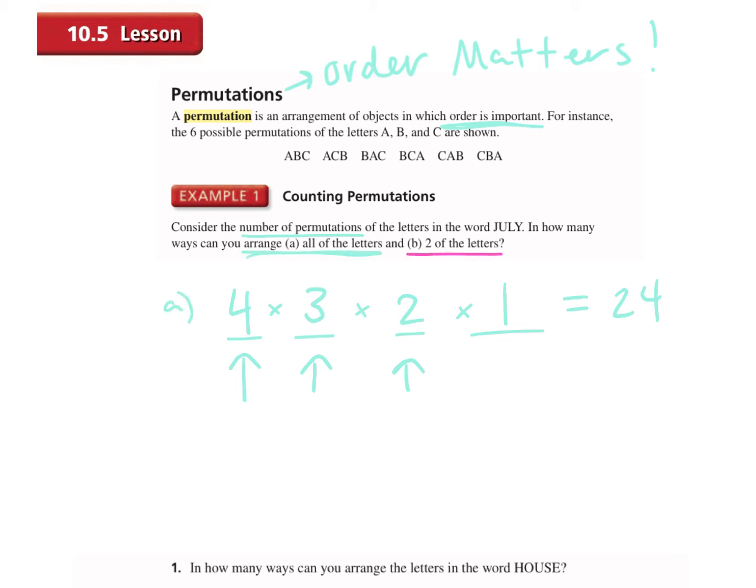Now if we're just arranging 2 of the letters, we're doing the same thing, but there's only 2 spots here. So how many different possible letters can go first? We have 4 letters to choose from. We're still picking from July, but we're taking 2 of them. So how many could go in our first spot? 4. And how many can go in our second spot? 3. So we just have 4 times 3 here, which is 12. So there's 12 different ways we can arrange 2 of the letters.